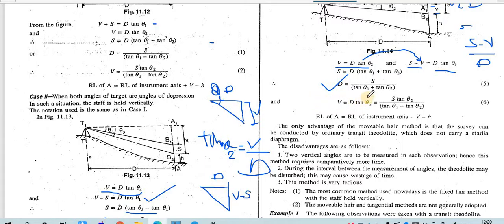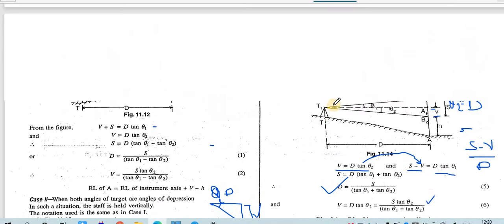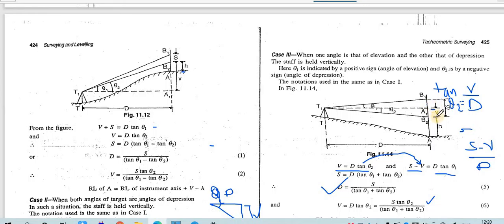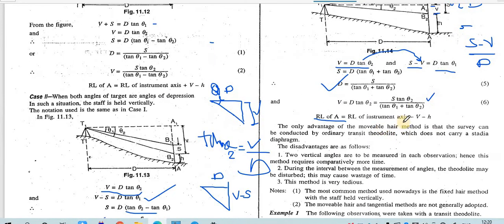Okay, V equals to what? Again, we need to find out the value of V, so we will put the value of D. So D is coming out to be D tan theta 2, so the final value is coming out to be S tan theta 2 divided by tan theta 1 plus tan theta 2. Okay, so RL of A, what we can do is we have got the RL of instrument axis minus V minus H. We will get the RL.